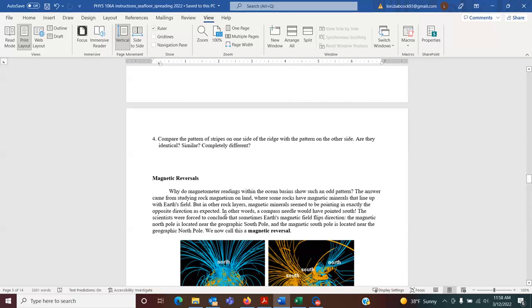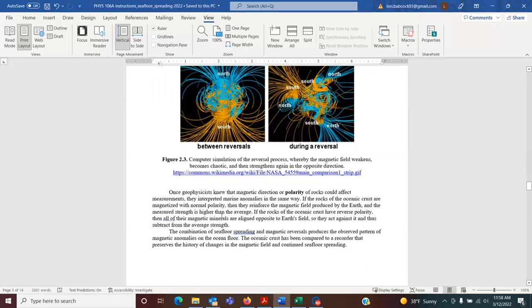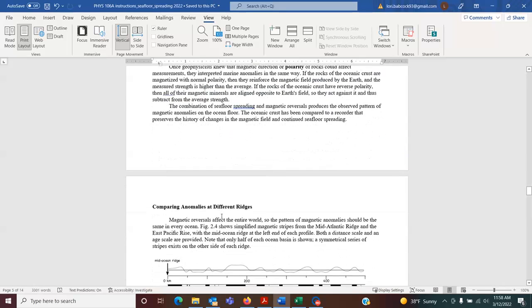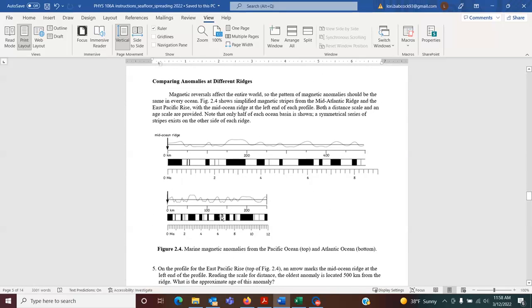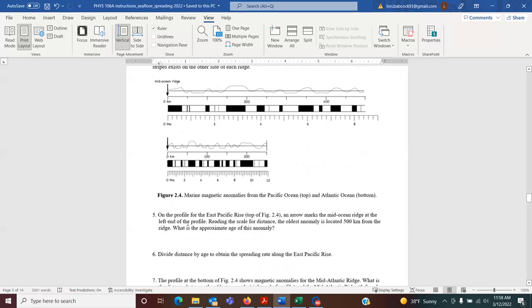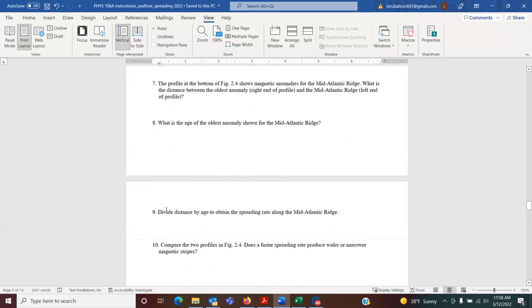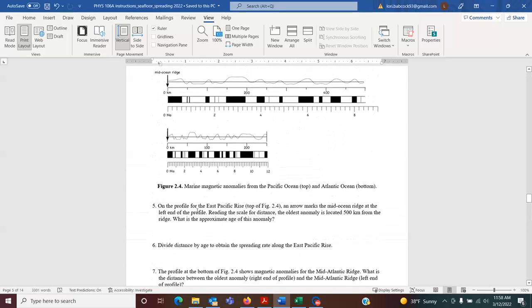Now we're getting into magnetic reversals. And there's some background here. We talked about this early on in the semester with plate tectonics. But you'll be using figure 2.4 to answer questions 5 through 10. And again, each question sort of builds off the other to a degree.